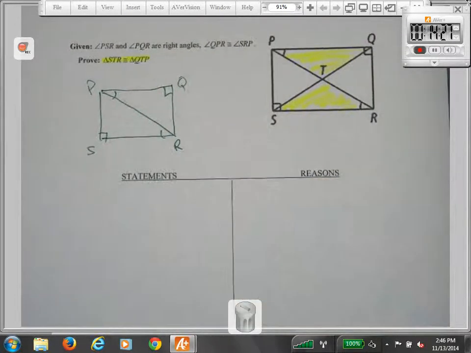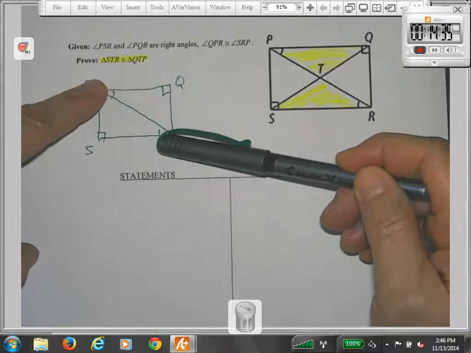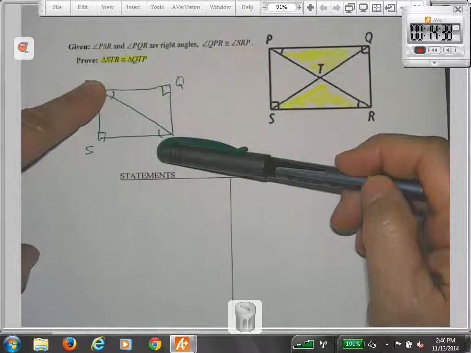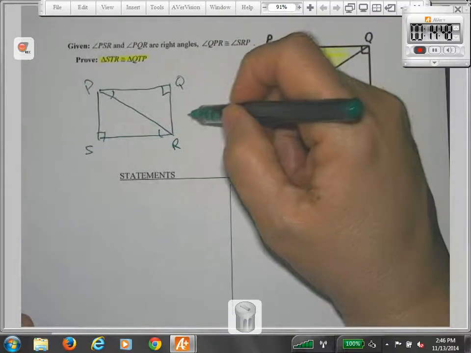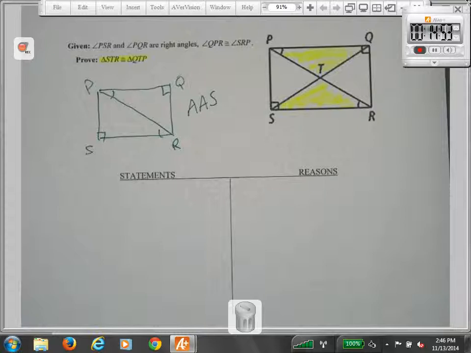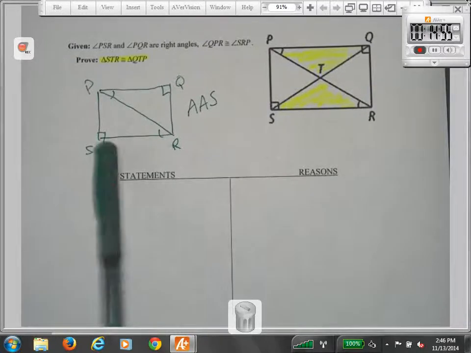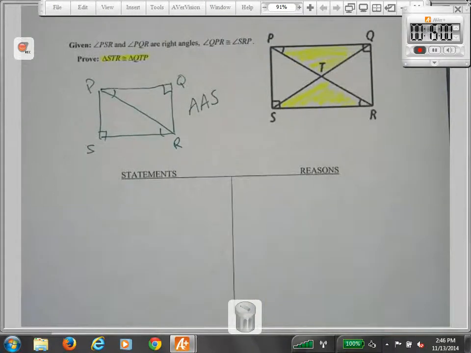All right, we have a pair of right angles. We have a pair of angles that are given and a shared side. So, side angle, angle, side angle. Almost. Angle, angle, side. Can it be angle, side, angle? No, because they're on opposite sides, the middle part.